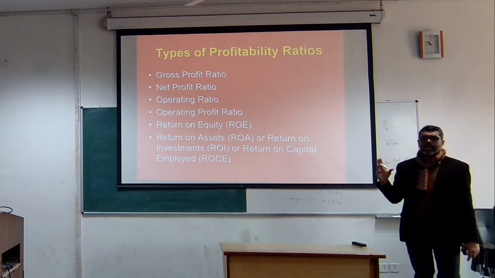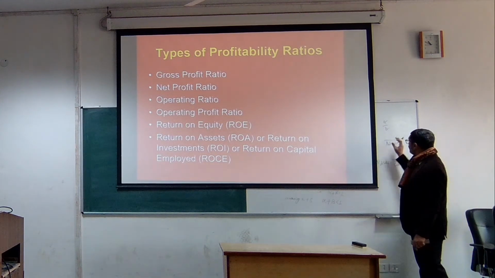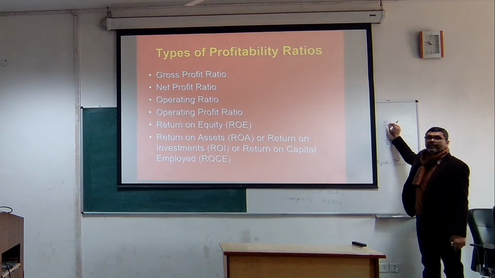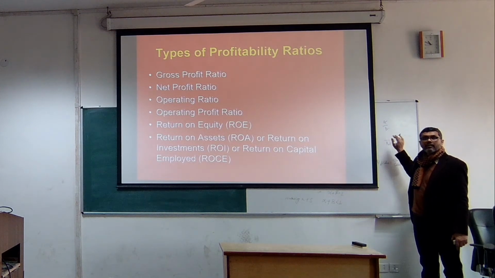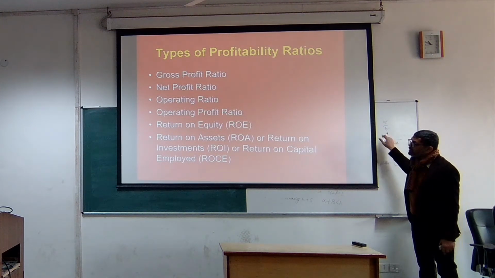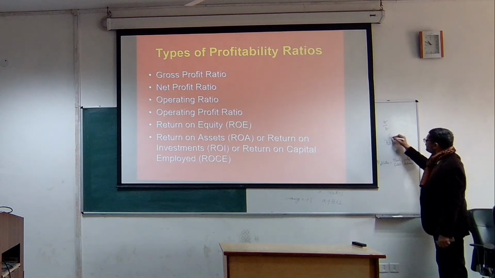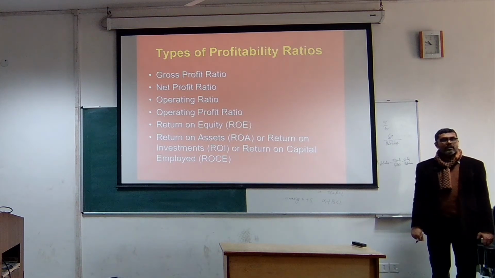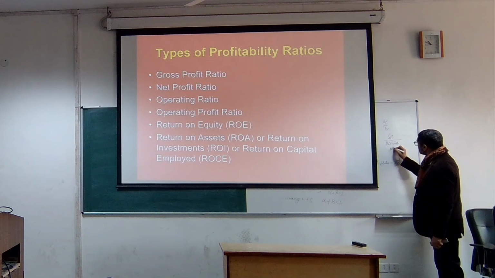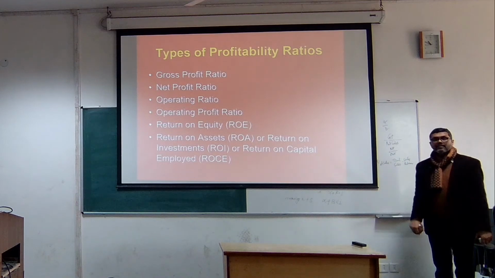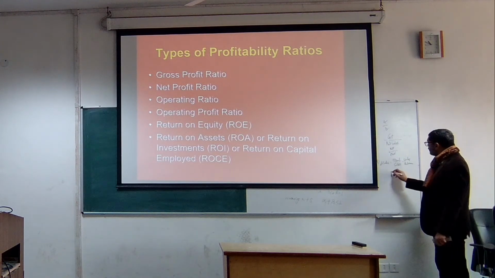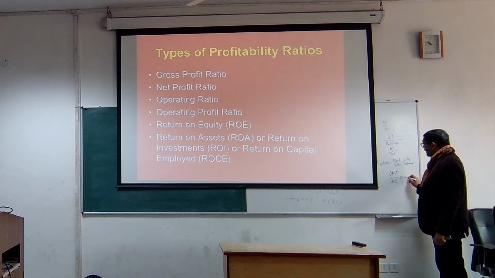अब डिनोमिनेटर क्या है? डिनोमिनेटर वो होगा जो रेशियो आप कैलकुलेट करोगे वही उसका डिनोमिनेटर होगा. मान लेते हैं if you are calculating gross profit ratio, so the denominator will be gross profit. If you are calculating net profit, it is net profit upon net sales. If you are calculating operating profit, it is operating profit upon net sales into 100 and so on.